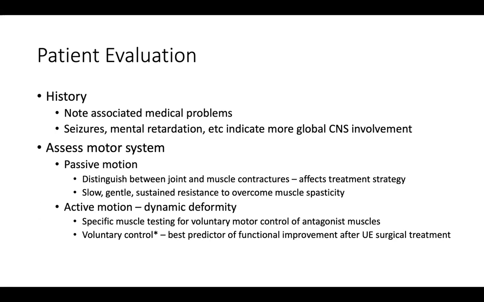And then you want to look at the motor system, starting with passive motion, which is really important because these patients often have contractures, but you need to distinguish whether that contracture is due to the joint itself or if it's just tight spastic muscles around the joint, because that's going to affect your treatment strategy. So trying to assess their passive motion, you try to take them through slow, gentle, sustained resistance to try and overcome their muscle spasticity and assess their actual passive motion.